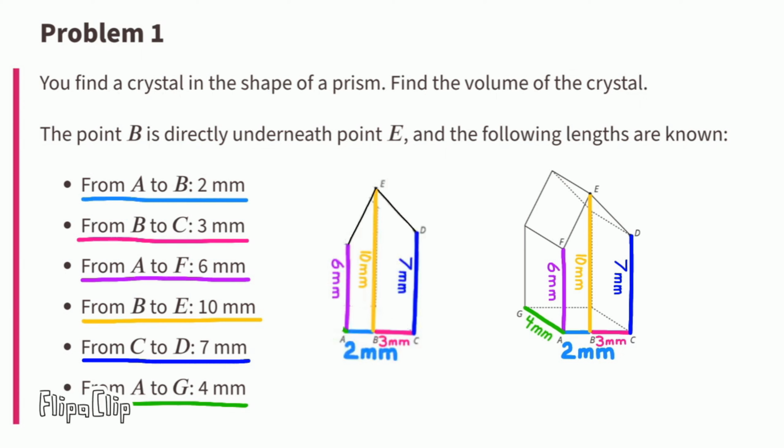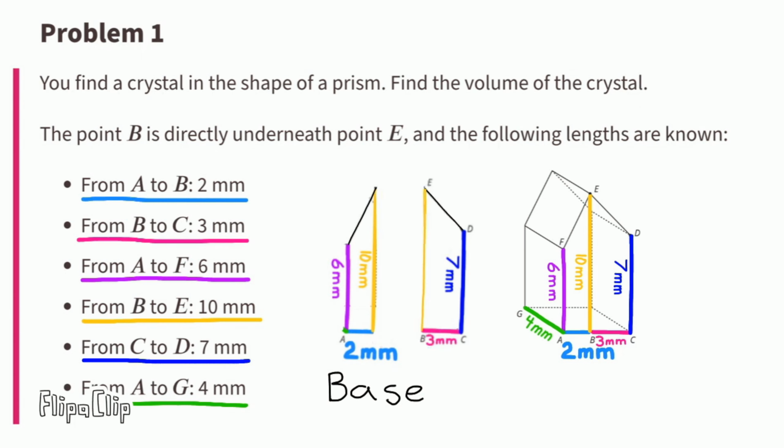Think of this side as the base of the prism. Now think of this side as two separate trapezoids. 6 plus 10 is 16. 16 divided by 2 is 8. In other words, the average length of these two sides is 8 millimeters. So we can treat this like a rectangle that's 8 millimeters by 2 millimeters. 8 times 2 is 16. So the area of this shape is 16 millimeters squared. And we'll use that to help us find the volume of the crystal.